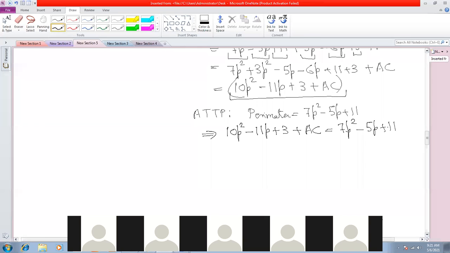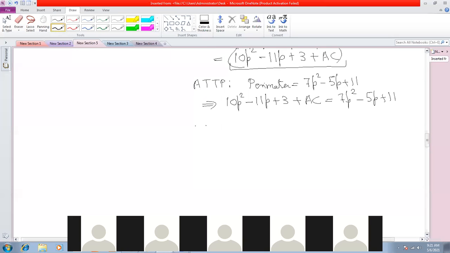Now you have done simple equations in class 7. So what is the rule for a simple equation? When we take one term to the other side, suppose 10p square to the other side, it becomes minus, right? So what we do is we take 10p square to the other side, we take 11p to the other side, and we take 3 to the other side.